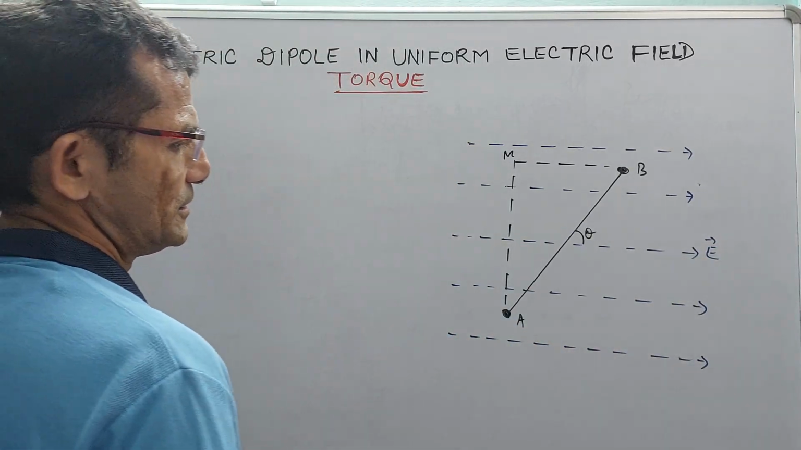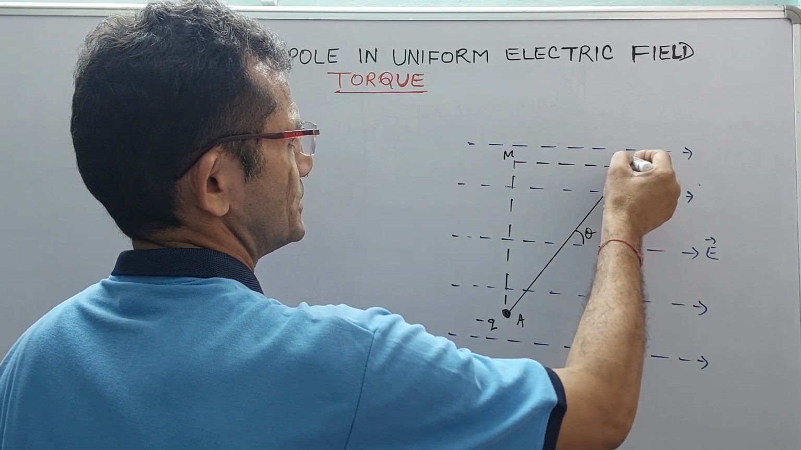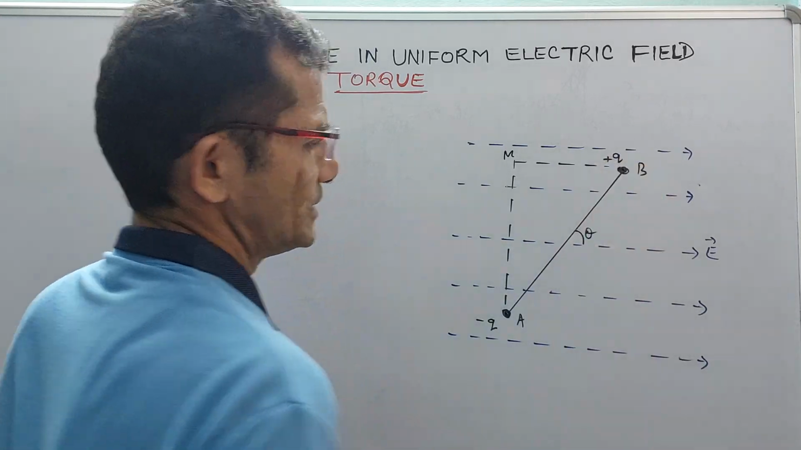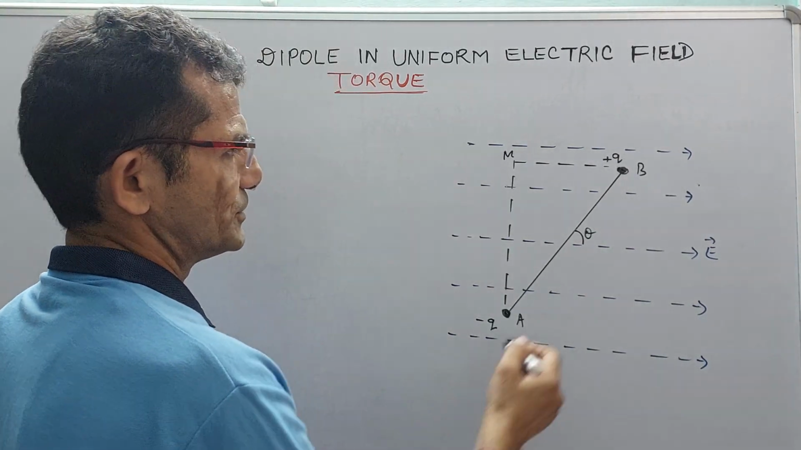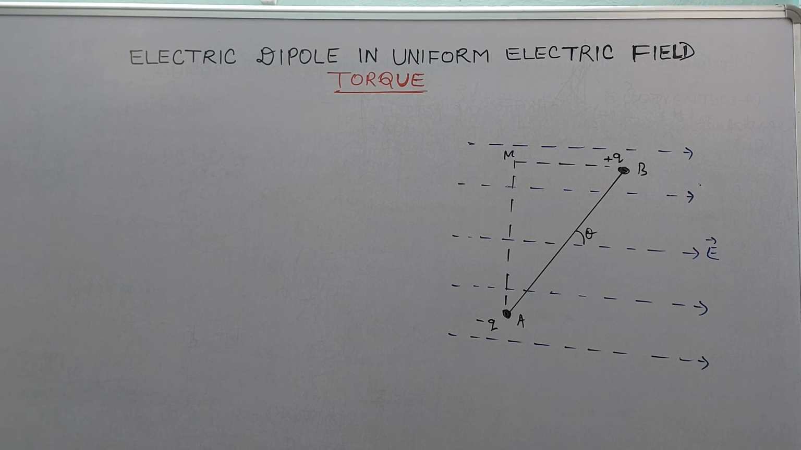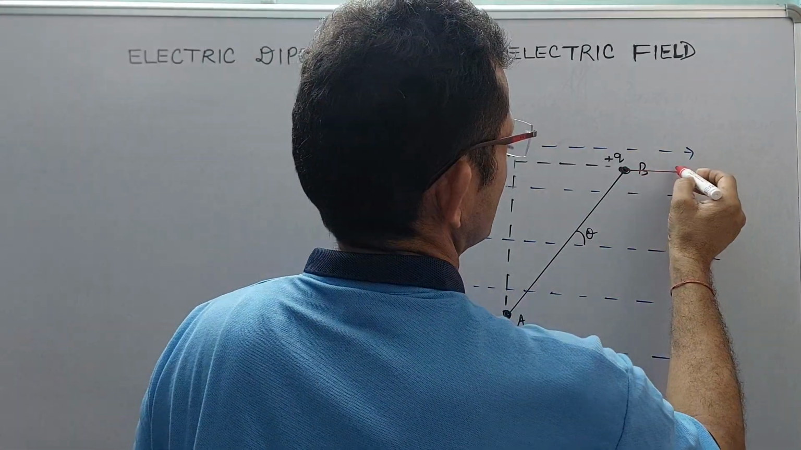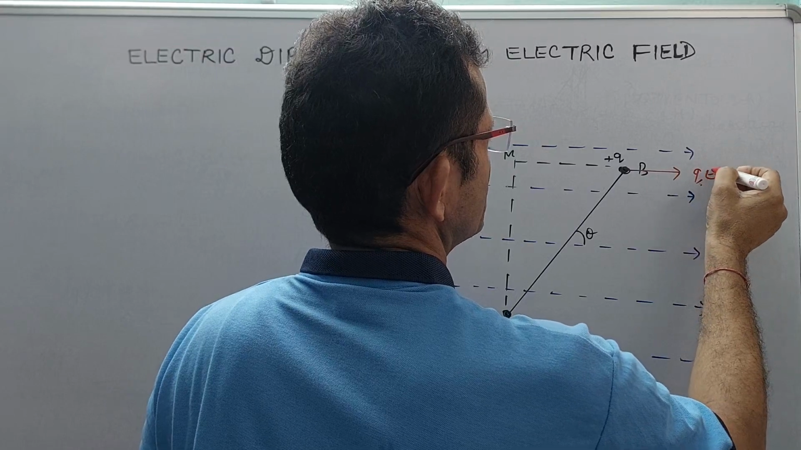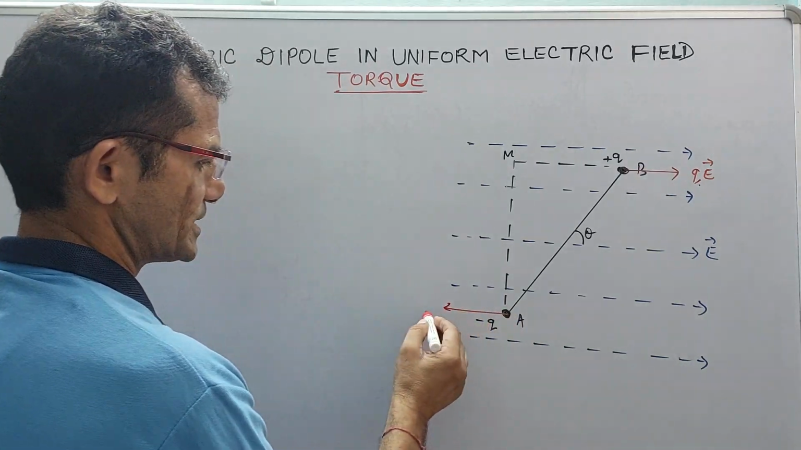The field is left to right, the direction of the uniform electric field, and there are two charges in place, a minus q at the point A and plus q at the point B. So two equal and opposite charges make an electric dipole, and we have a force on plus q at B, along the direction of the electric field, and the force on minus q at A will be along the opposite direction.